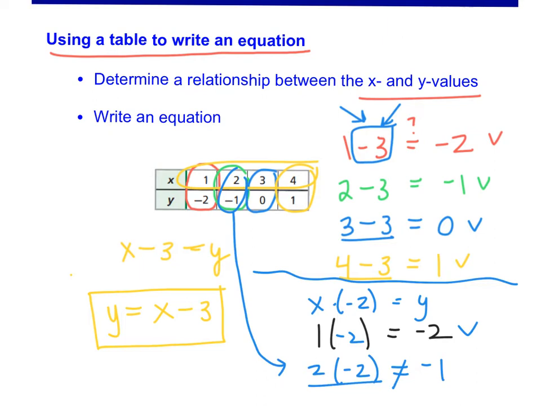So sometimes you may try the one that works first, but if you have to go through some other ones first to get there, that's okay. You just have to find a relationship between your x and your y that works on every single ordered pair.